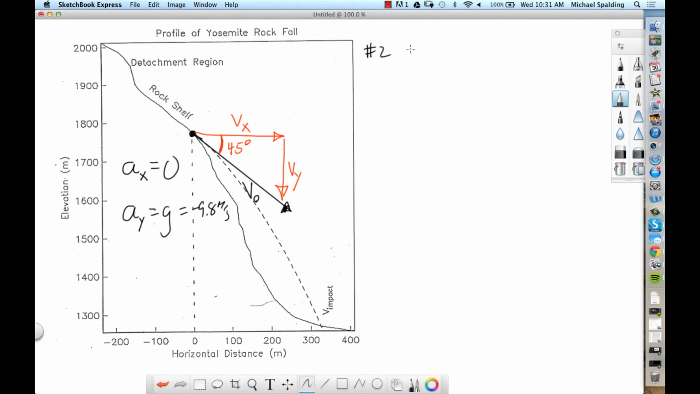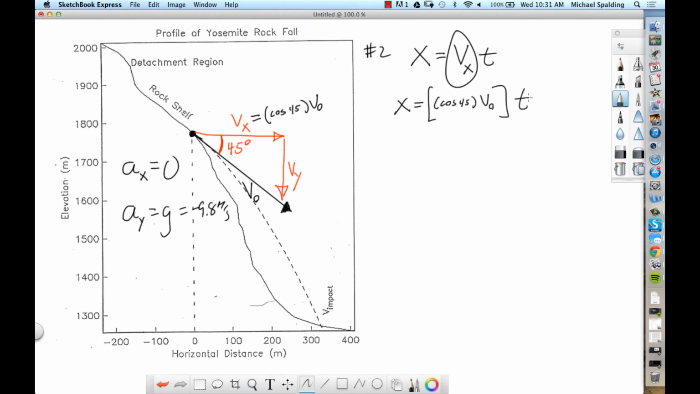Okay, so number 2 on the worksheet says, write an equation for the horizontal component of the rock's motion. The only x equation for the horizontal direction is x equals vx times t, but let's be a little more clear. What do we mean by vx? Let's put that in terms of v initial. So what is vx going to be? Cosine 45 v initial. Put it in terms of v initial, the black vector there. So let's rewrite this one more time. This is going to be x equals cosine 45 v initial times t. So this is the equation for the horizontal direction, right?